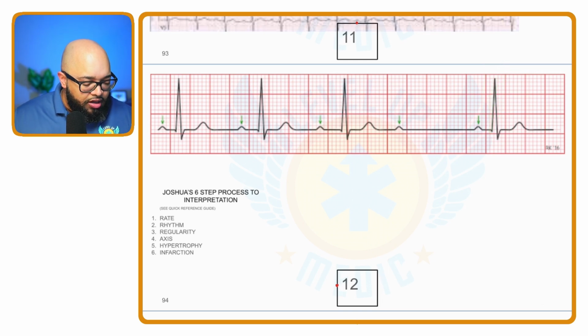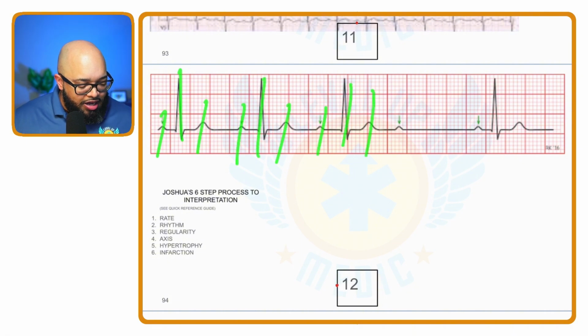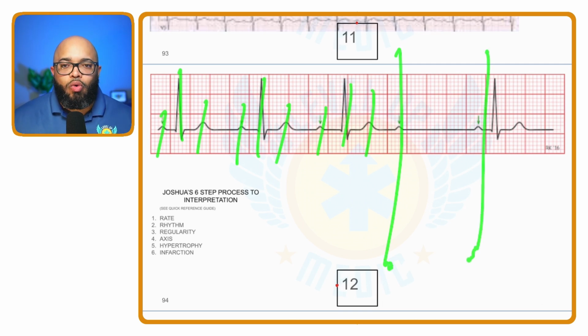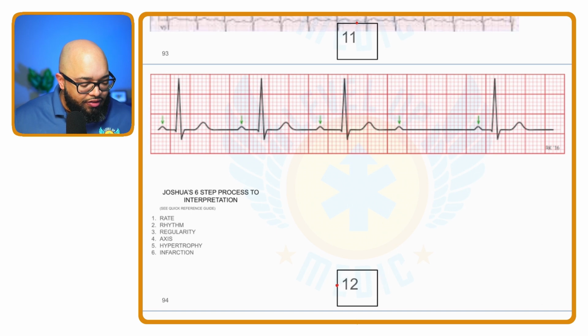But notice here, this distance would tell us that it's about 40. However, this distance is quite different than this distance. Oh, wait a minute. So that tells us this is not regular overall. So now we need to look at this a little more closely. We have a P, a QRS, a T, a P, QRS, T, P, QRS, T, P, and then P. Whoa. So that tells us we have a dropped beat. Uh-oh, we have a dropped beat.